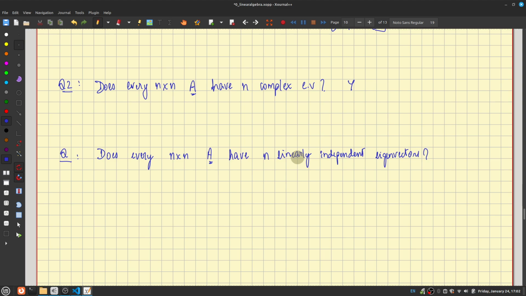Yeah, 1 1, 1 1. Singular matrix. Why? Sorry, any singular matrix. Why any singular matrix? So the multiplicity of the zero eigenvalue is the dimension of the null space.